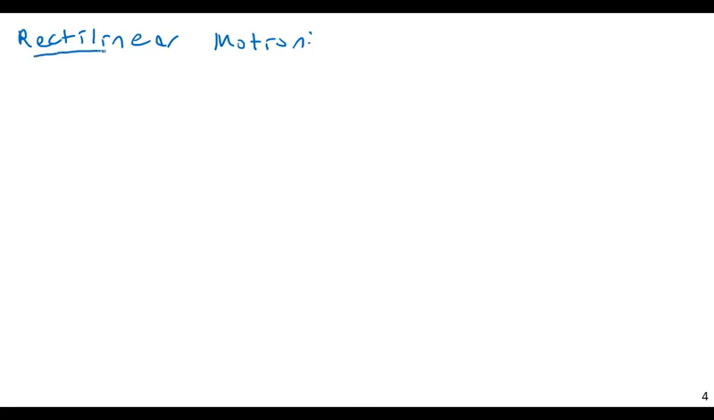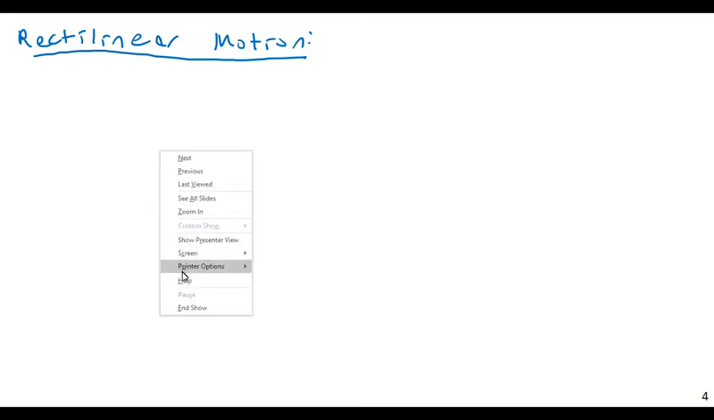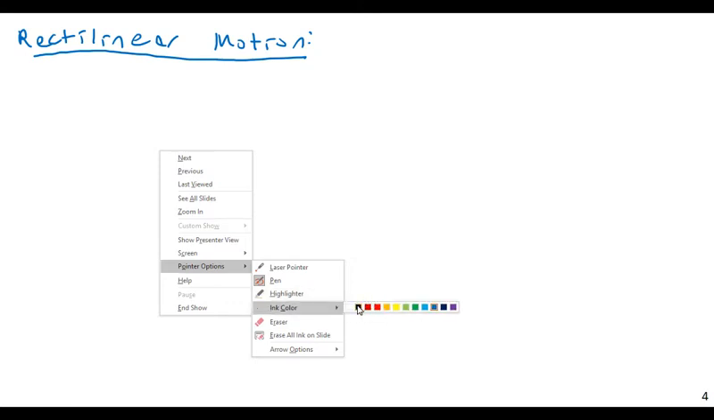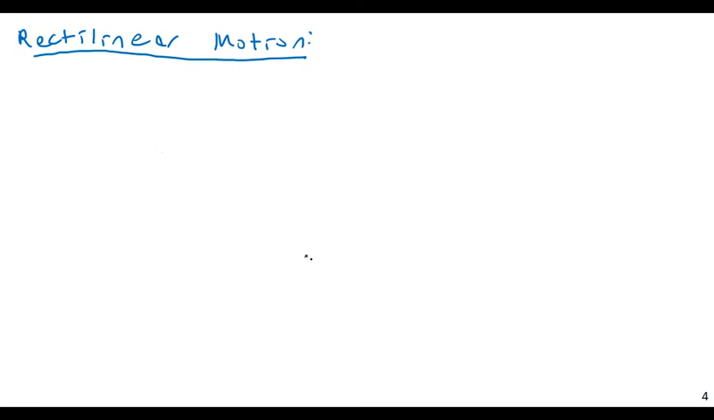Rectilinear motion. Well, let's see. So we know it's a particle moving along a straight line, and we have many ways we can describe it. So, for example, the first thing we'll need is what we're going to call x, which is just going to be the position coordinate.